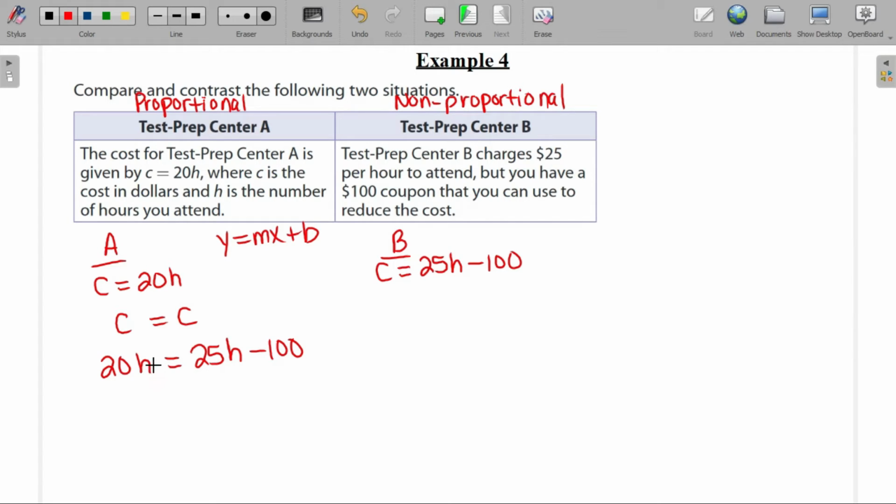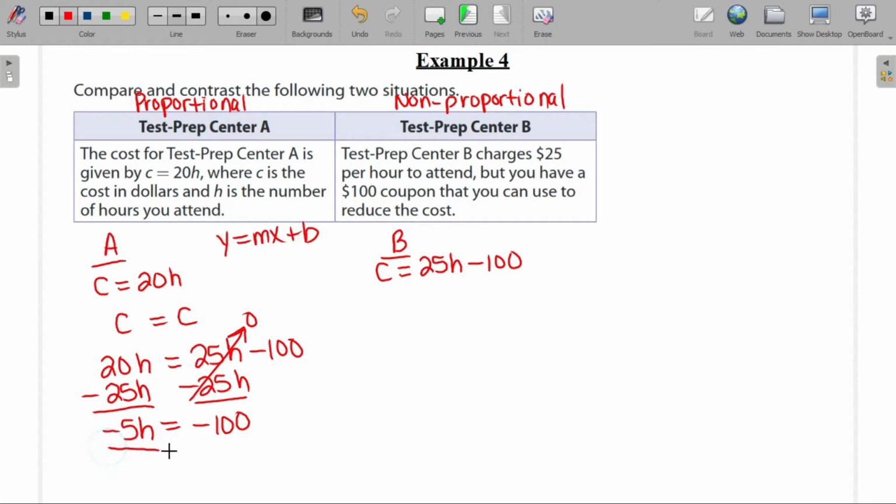So what I'm going to do here is get all my variable terms to one side or the other. We already have a variable term, 20h, on the left-hand side of the equals, so I need to get this 25h over there with it. Since it's a positive 25h, we would subtract 25h from this side. Now what we do to one side of an equation, we do to the other side as well. So I'm taking 20h minus 25h, which gives me a negative 5h. And that's going to be equal to, on the other side, the 25h's simply cancel out, leaving me with only that negative 100 remaining.